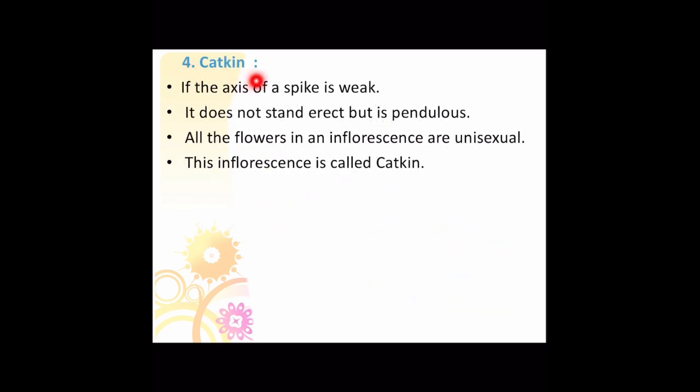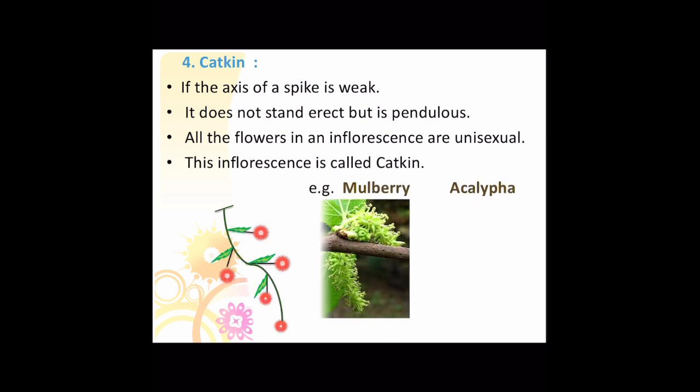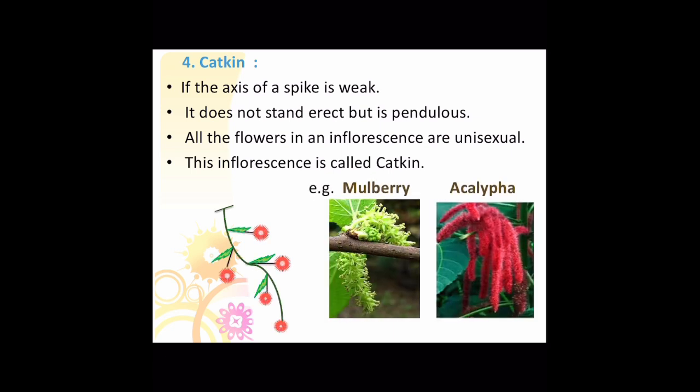Number 4 is catkin. If the axis of a spike is weak, it does not stand erect but is pendulous. All the flowers in the inflorescence are unisexual. This inflorescence is called catkin. Example mulberry and acalypha.